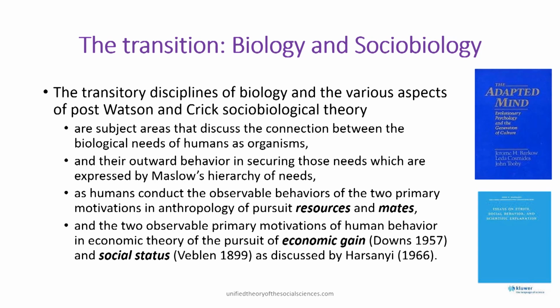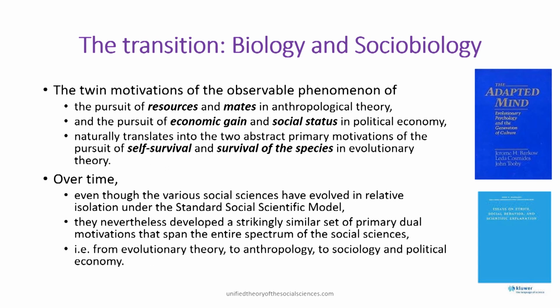Humans conduct the observable behaviors of the two primary motivations in anthropology, the pursuit of resources and mates, and the two observable primary motivations of human behavior in economic theory, the pursuit of economic gain, Downs 1957, and social status, Veblen 1899, as discussed by Harsanyi in 1966. The twin motivations of the observable phenomenon of the pursuit of resources and mates in anthropological theory, and the pursuit of economic gain and social status in political economy, naturally translate to the two abstract primary motivations of the pursuit of self-survival and survival of the species in Darwinian evolutionary theory.